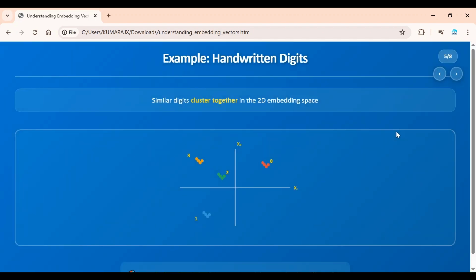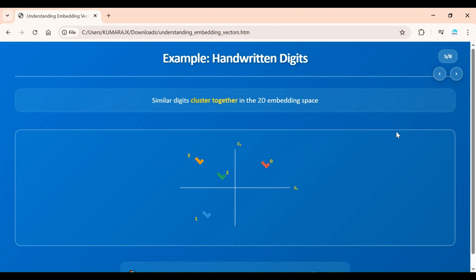Let's take a look at the handwritten digits example. If we have a set of handwritten digits, what we are looking at here is the visualization in two-dimensional space. Each colored dot represents a different handwritten digit that has been converted into an embedding vector.